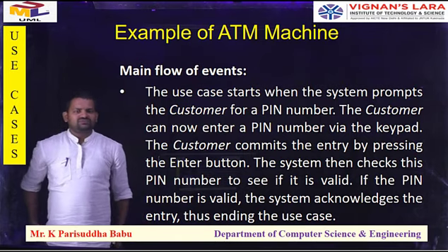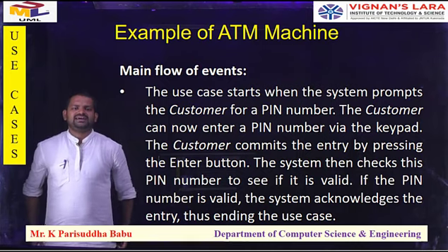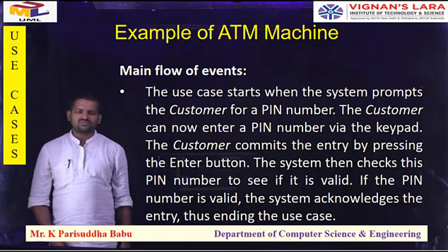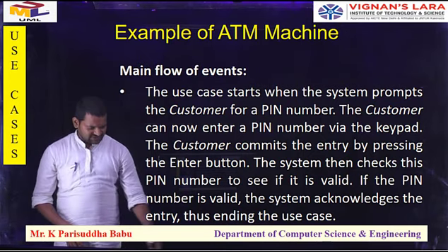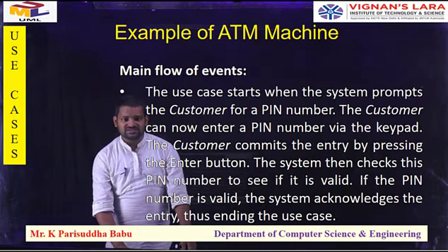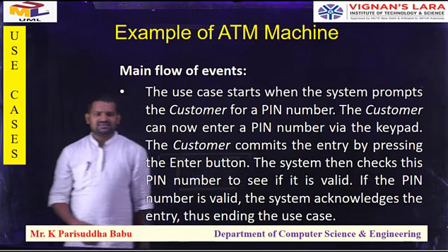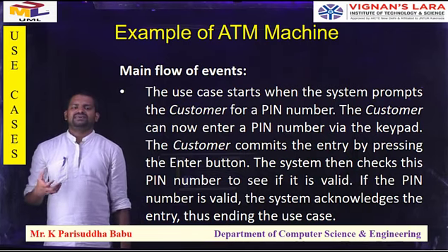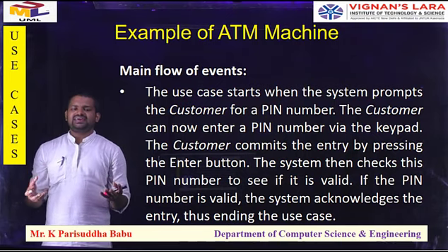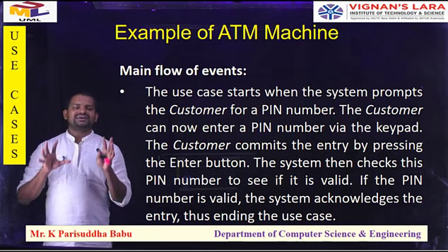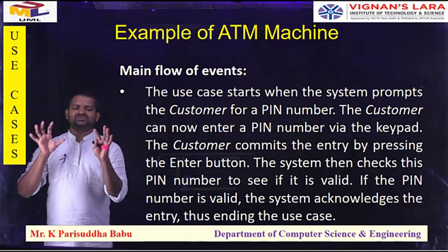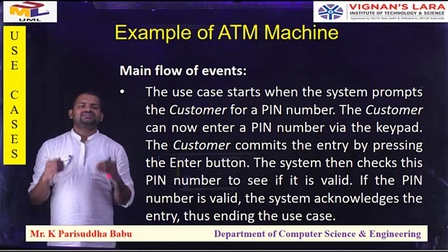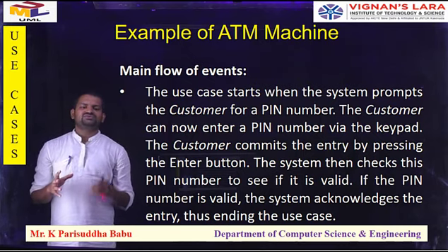In the flow of events, for example, take the main flow of events: the use case starts when the system prompts and the customer enters a PIN. For example, in this ATM system, the use case example has a main flow. The customer can now enter a PIN number via the keyboard. The customer commits the entry by pressing the enter button. The system then checks this PIN number to see if it is valid. If the PIN number is valid, the system acknowledges the entry, thus ending the use case.